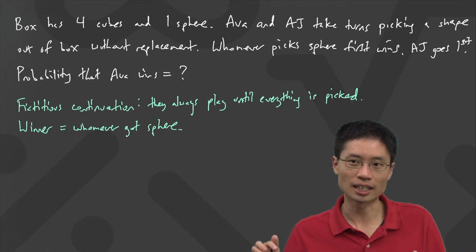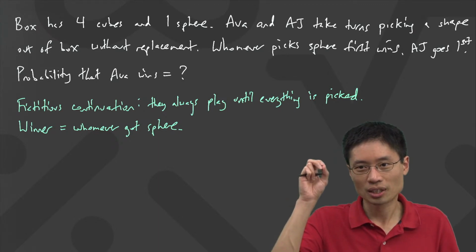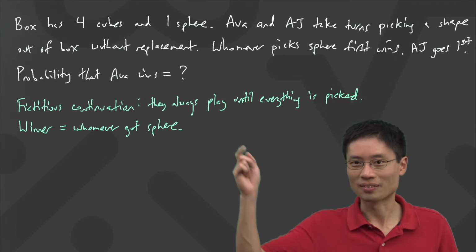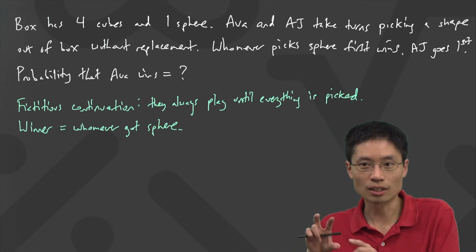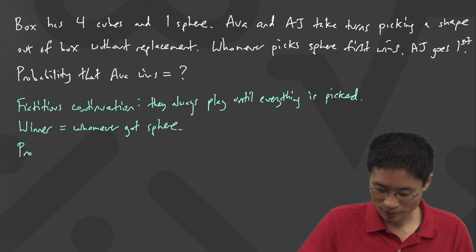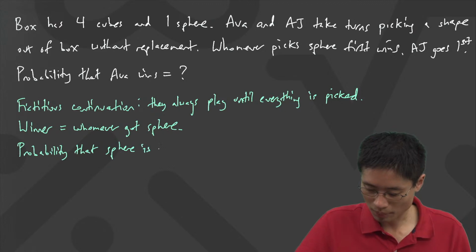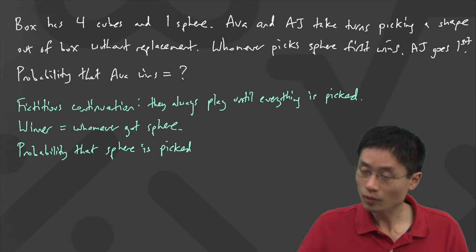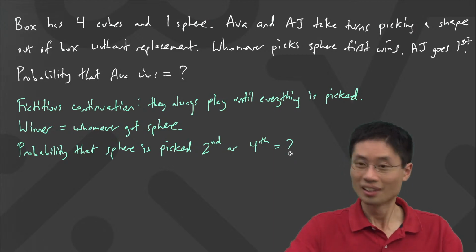And if I have 5 things and they're just randomly picking, suddenly what matters is at which step the sphere got picked, right? When we're asking what's the probability that Ava wins, this is asking what's the probability that on Ava's turn she picks a sphere. So actually what we're asking about is the probability that the sphere is picked second, or fourth. And the answer is the same.